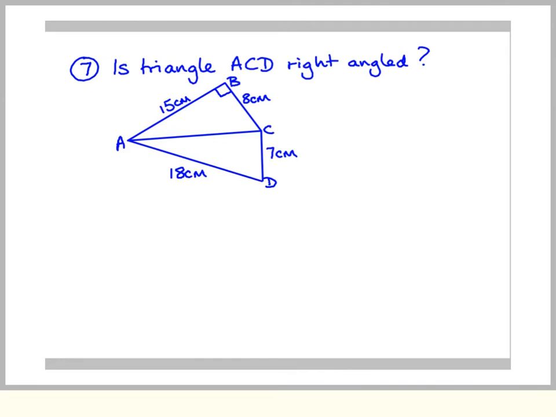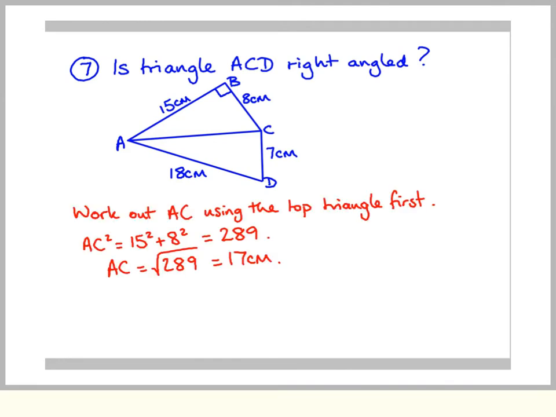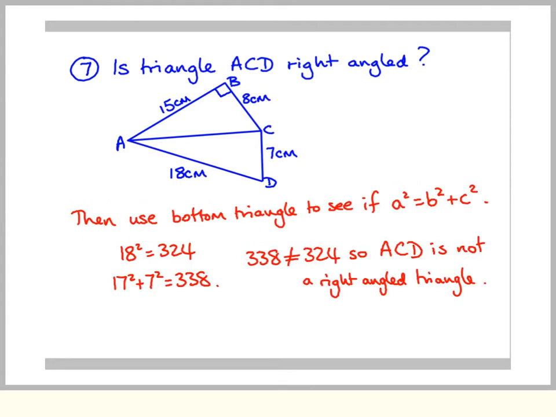So, working for AC gives you 289 as your squared value. So AC is 17, that one there. So using the new 17 and 7 and 18, you can see that 338, which you get from these two, is not the same as 324. So it's not a right angled triangle. It would have to be exactly the same for it to be a right angled triangle.